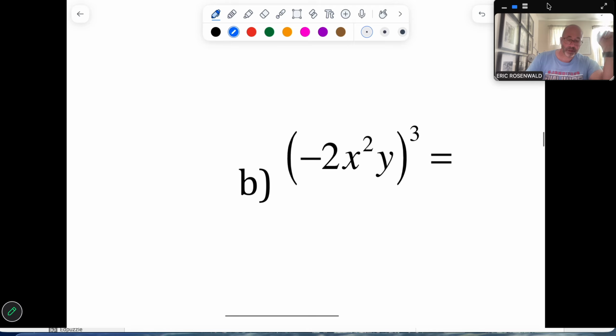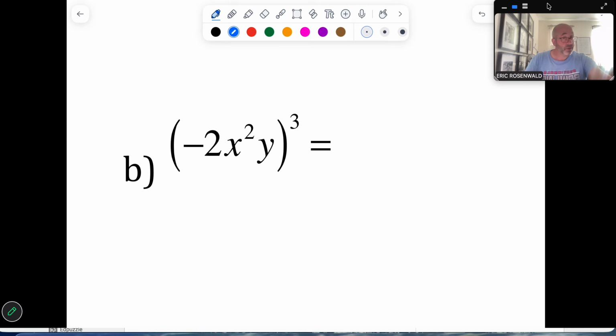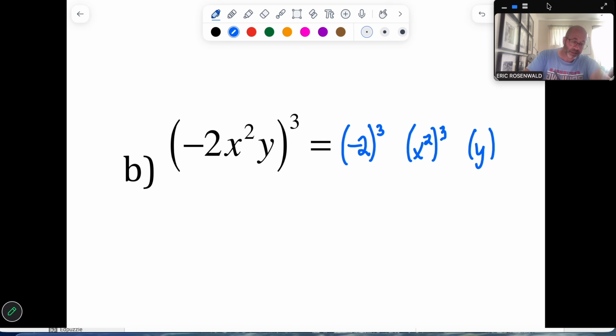Okay, and the next one. Again, if you're not sure about these, you can write them out. But to break this down, this is negative 2 to the 3rd power. Then this is x to the 2nd to the 3rd power. And then it also says y to the 3rd power. That 3 gets distributed to everything inside of your parentheses. So we end up with a negative 8, x to the 6th, y to the 3rd. So this is your answer.